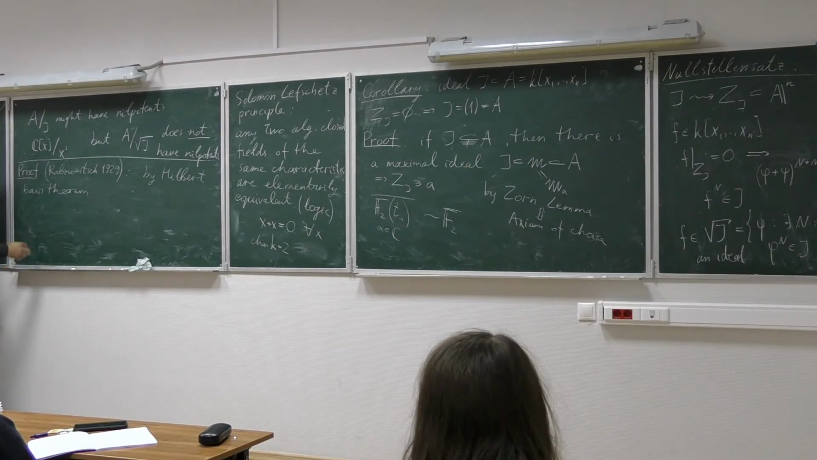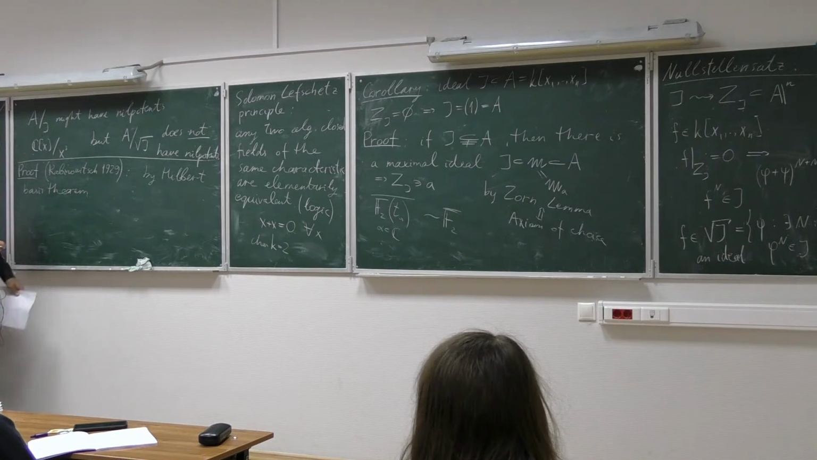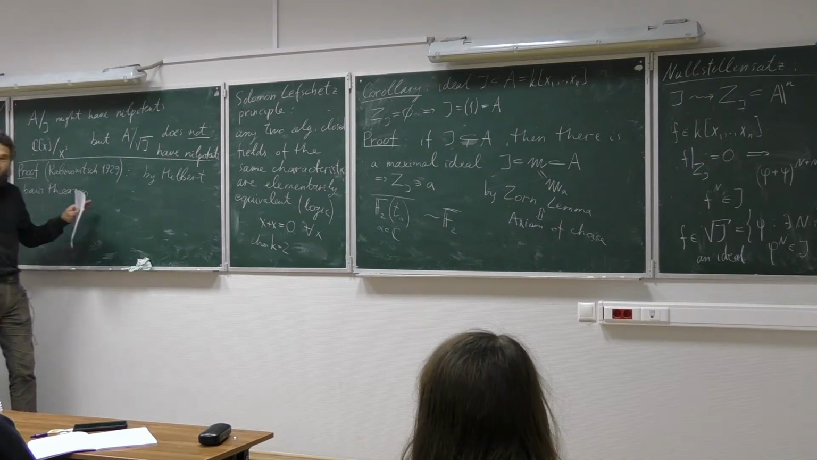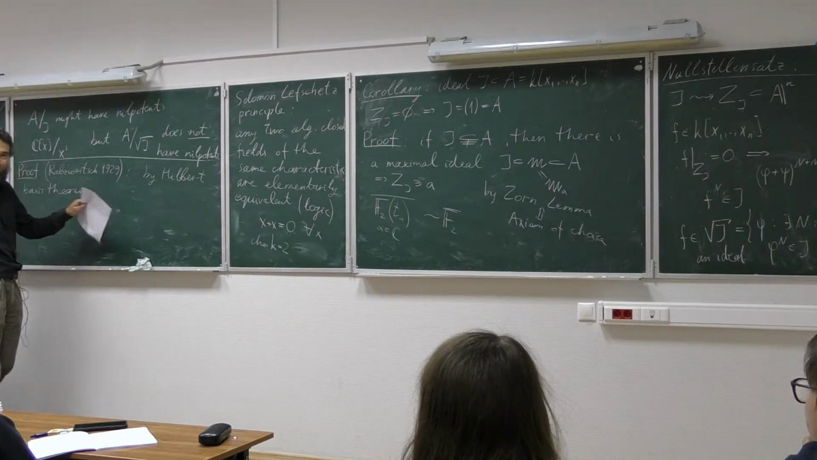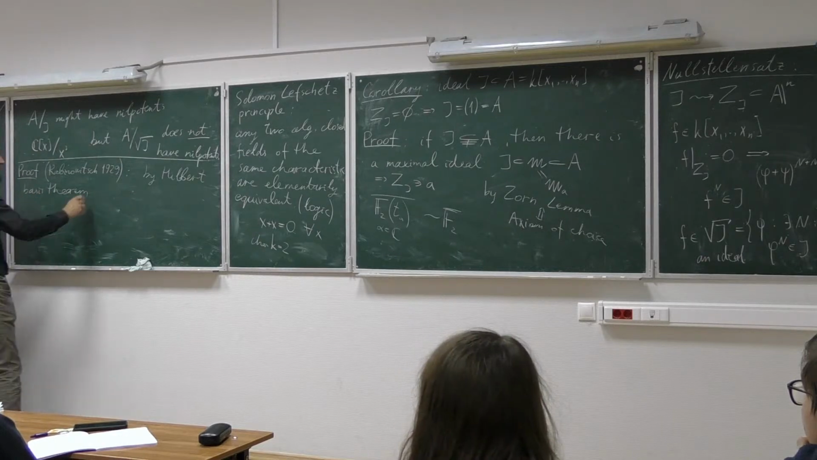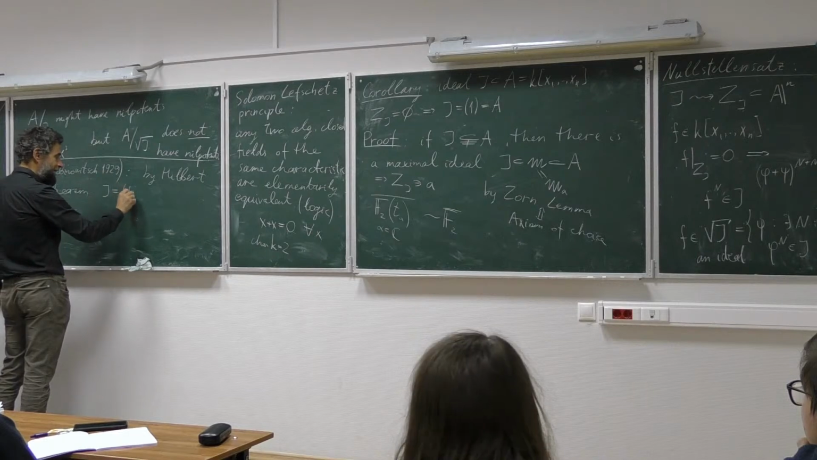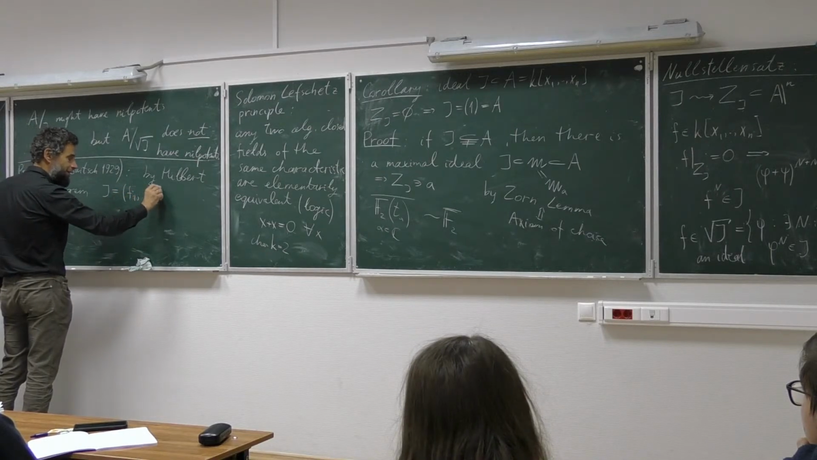In particular, here we'll use the Hilbert basis theorem. I will prove it afterwards, next time maybe. And also I will give another proof of the Hilbert Nullstellensatz without use of the basis theorem. But so far, let's use it. So this ideal has finitely many generators, like this.